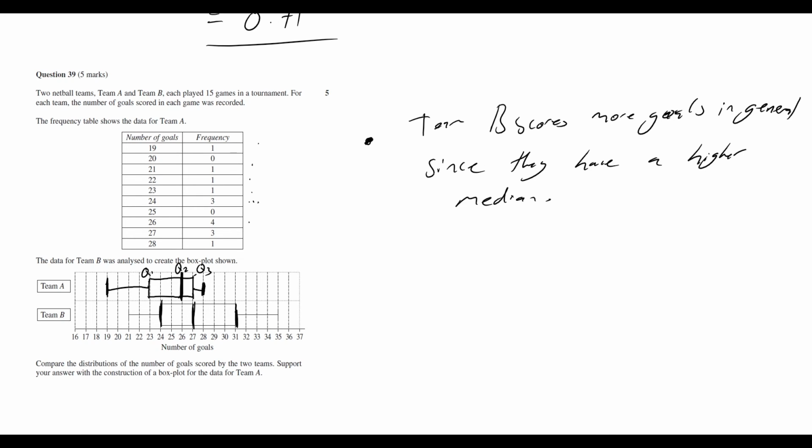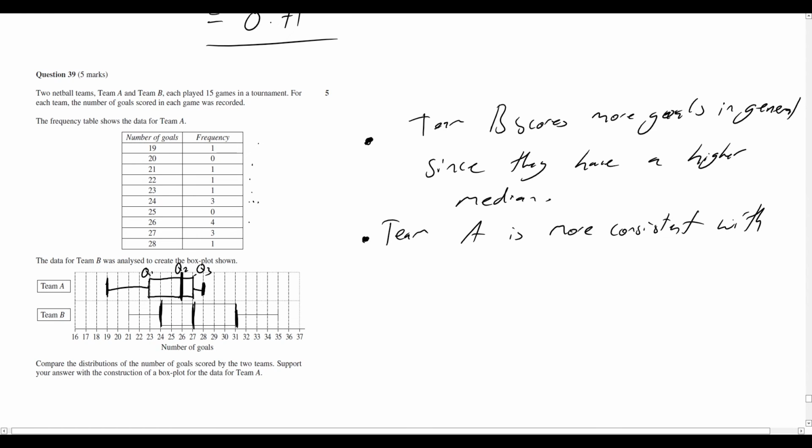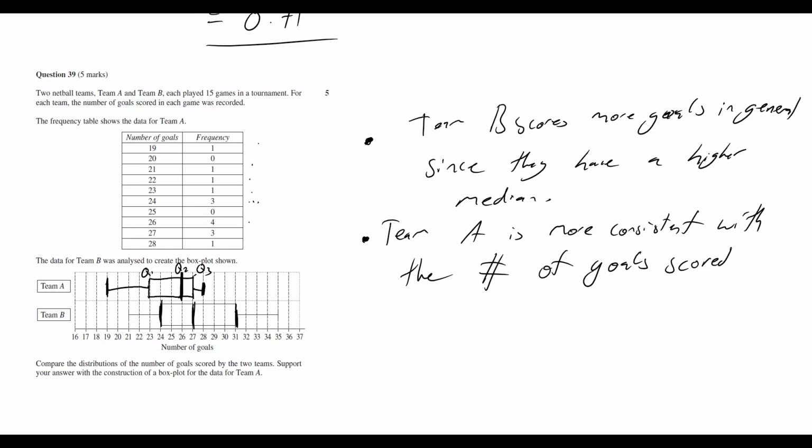All right, so what about the spread of the scores? Well, we also see that B has a higher spread. So what we might want to say is Team A is more consistent with the number of goals scored, since they have a smaller IQR and range.